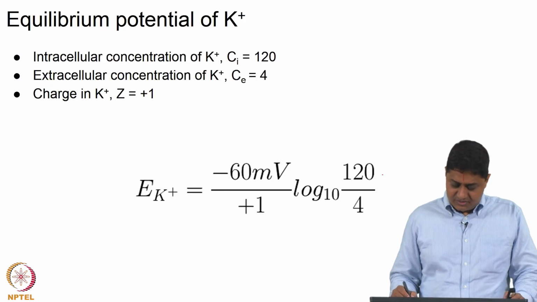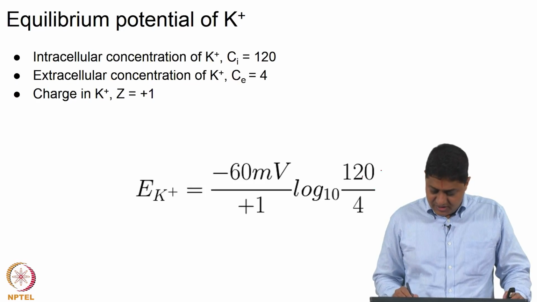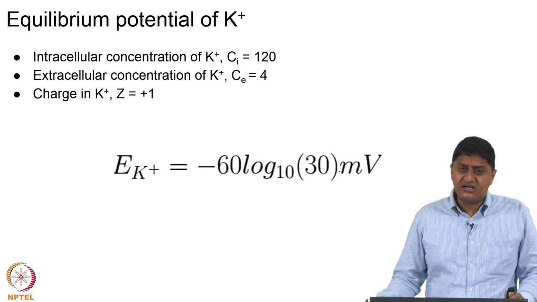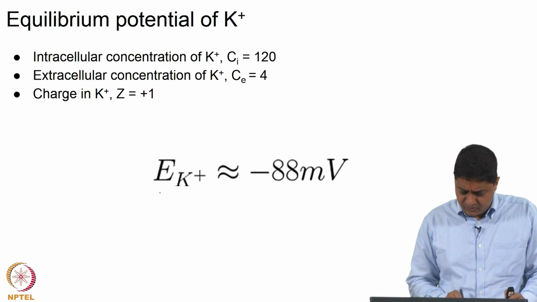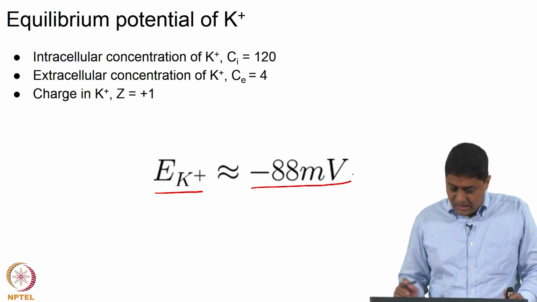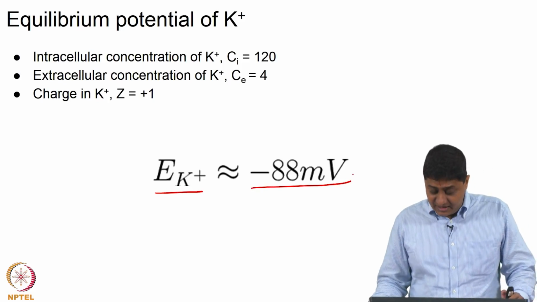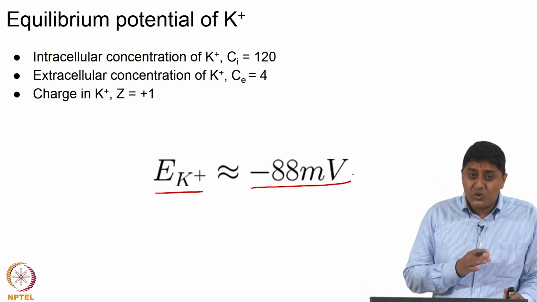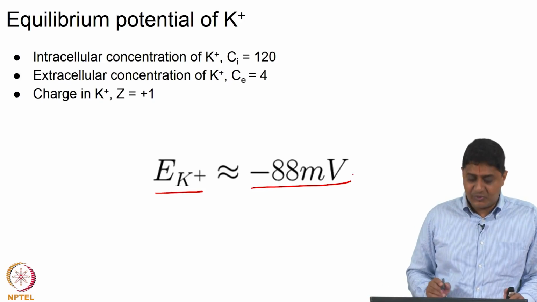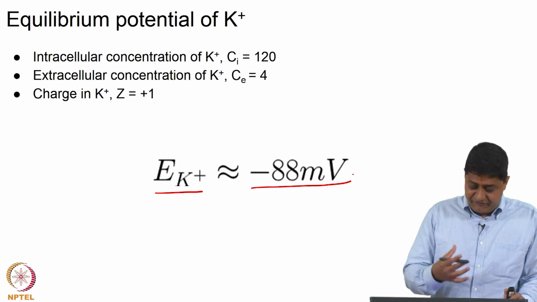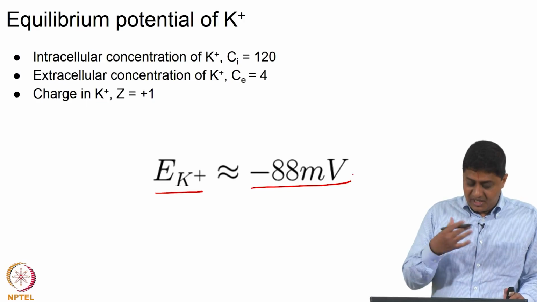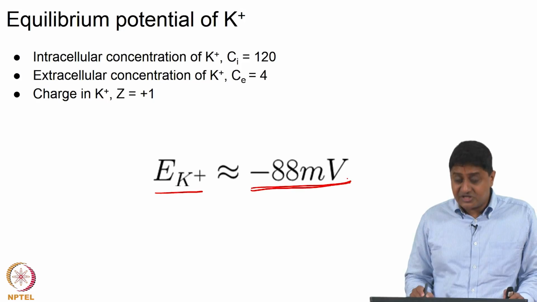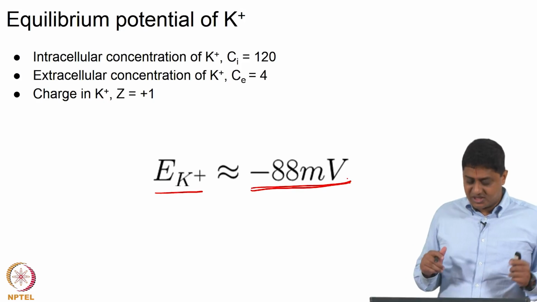So, when I do that, this is actually 30. So, I could compute log 30, right, and then the equilibrium potential comes out to be minus 88 millivolts. Once again, this is the potential at which there is no net movement of the potassium ion across the biological membrane. If the potassium ion had a mind of its own, it would prefer to have the membrane potential at this value because it does not have to make any movements.